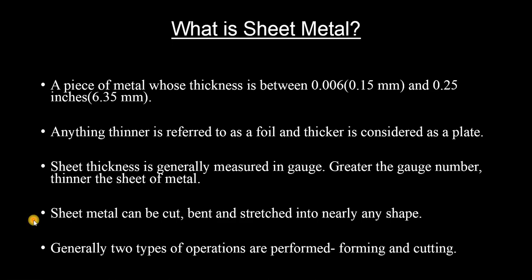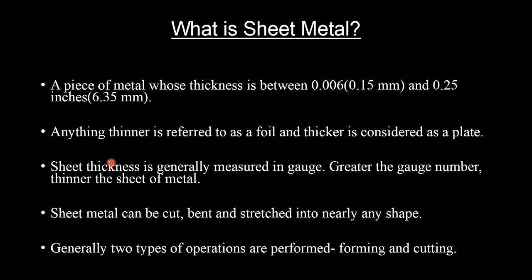So you can see in the first point I've written over here, a piece of metal whose thickness is between 0.006 inches, that is 0.15 millimeters, to 0.25 inches, that is 6.35 millimeters, is called a sheet metal. So if any metal exists in this particular range, it can be regarded as a sheet metal.